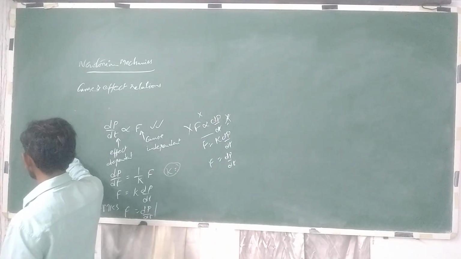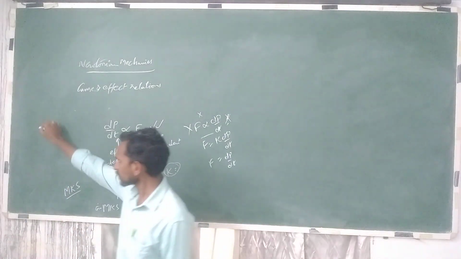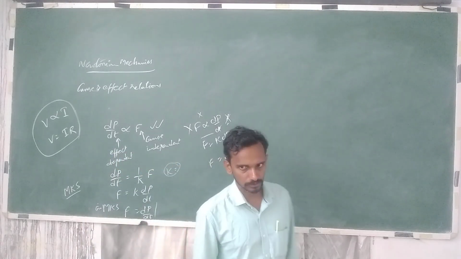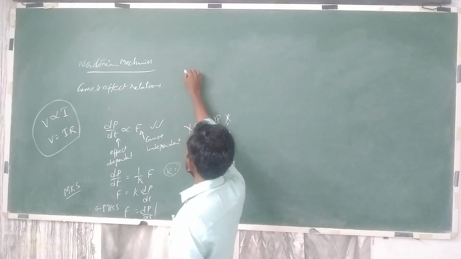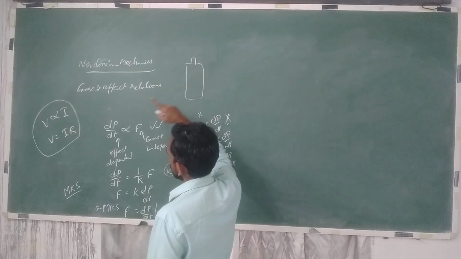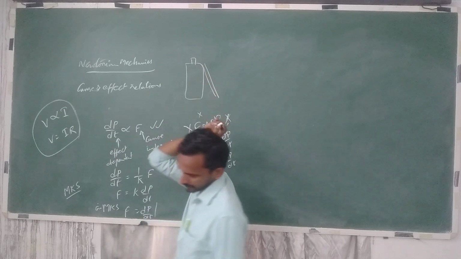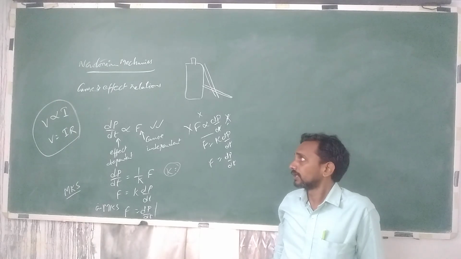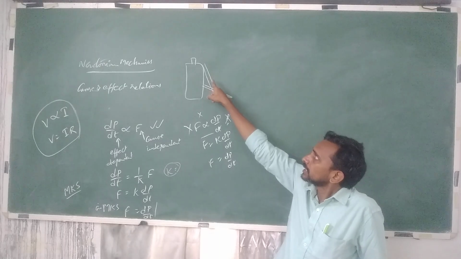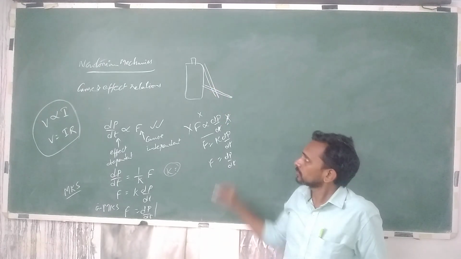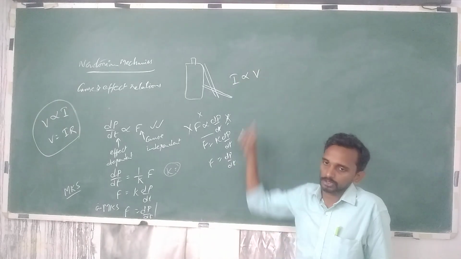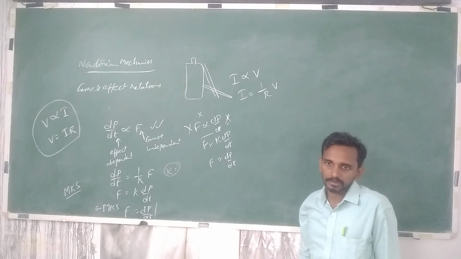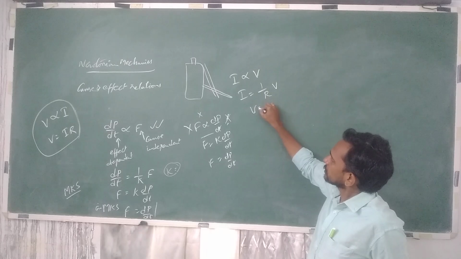The same way, the other is Ohm's law. V is proportional to I, V is equal to IR, kind of statements will be seen in some of the textbooks. So what is that? Let's say you are taking a power supply. As long as you keep the resistance constant, more the potential, more is the current. So current is directly proportional to voltage. That proportionality constant is 1 by R into V. So V equal to IR.